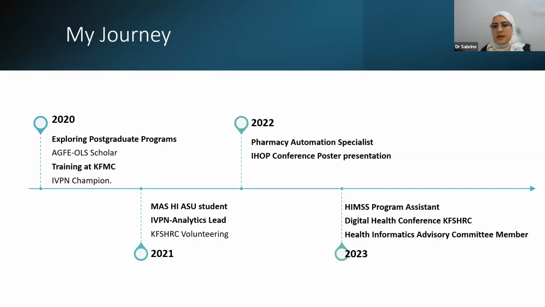So in a parallel way, I went to training, and I started to explore the postgraduate programs and apply for scholarships. In this year also, I was an IVPN champion. This was a very good start for me to communicate with others, to know more pharmacists in the area of health informatics and in the place where I live in Saudi Arabia.